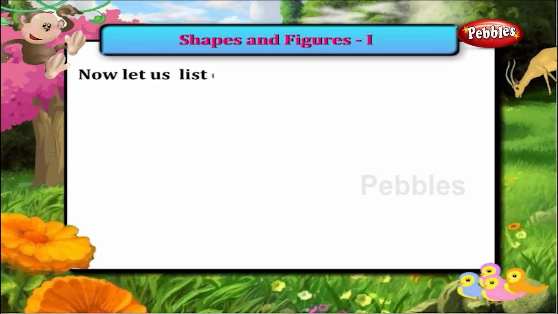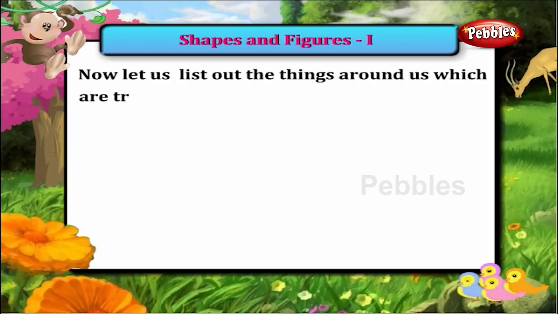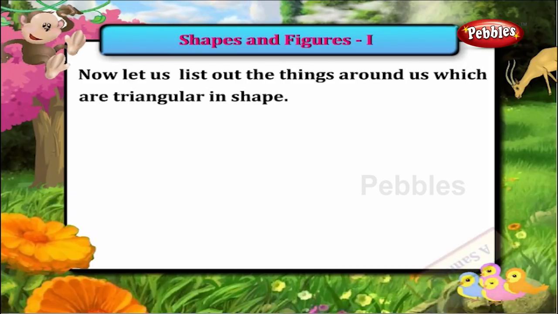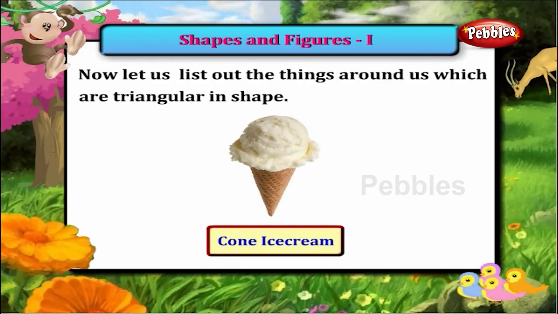Now let us list out things around us which are triangular in shape. Samosa, cone ice cream.